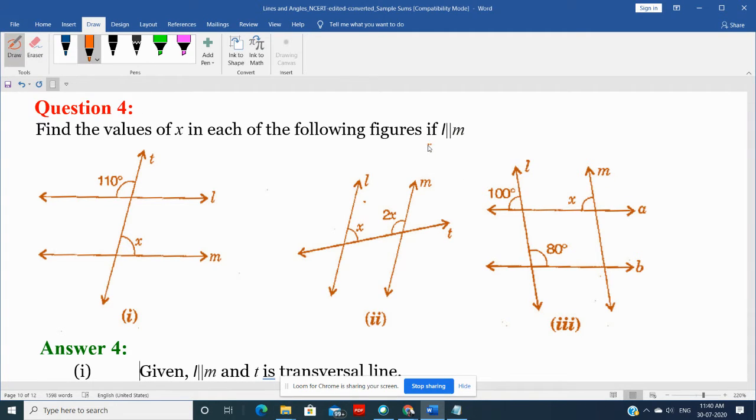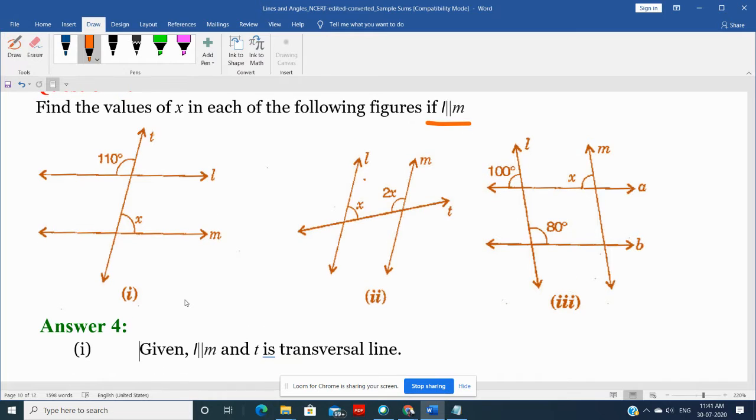Now this is very important because when they say that two lines are parallel, it means we can apply our properties of angles formed by two parallel lines and their transversal. Whenever this is given, the first thing you need to do is start writing that given is L parallel to M and T is transversal line. With this, we know that now we can apply all the properties of such angles which are formed by a transversal line.